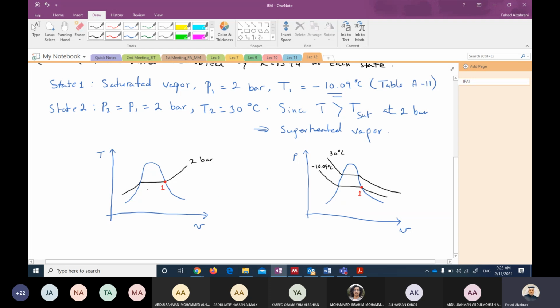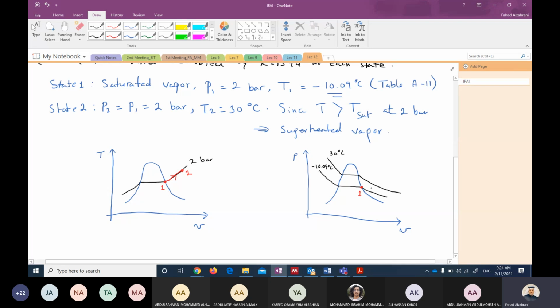Who can tell me, for the TV diagram, where should I go? Towards the right, upward, because we are increasing the temperature. Okay, so the temperature will be increasing, and along what? Along the constant pressure. Exactly, it's going to be along the 2-bar line, since this is a constant pressure process. So this will be like this, until state 2. Okay, this is for the TV diagram.